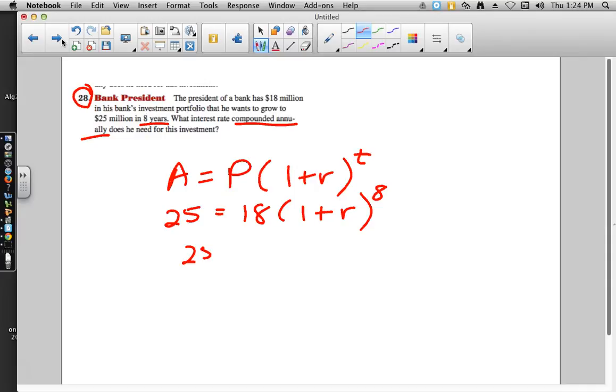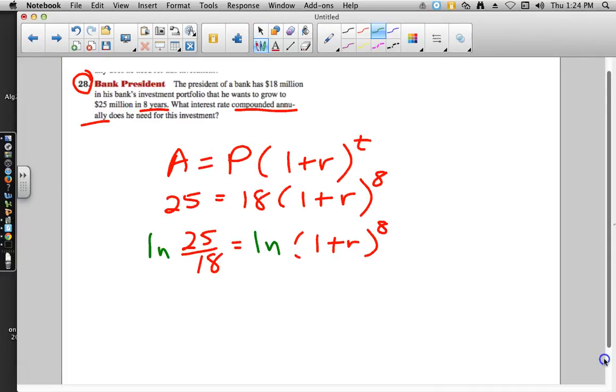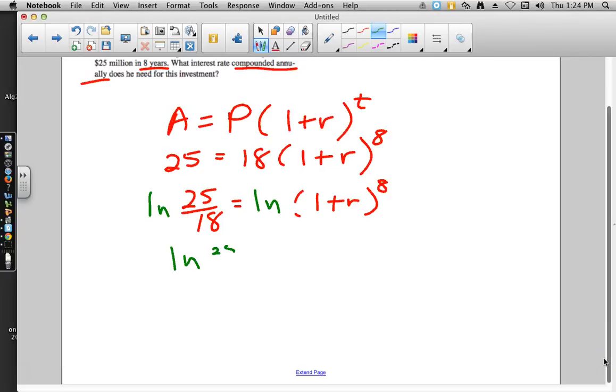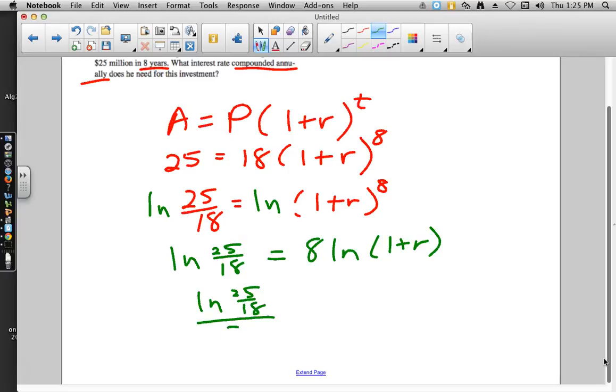We would divide both sides by 18 to gain access to that r. We have to get rid of the 8, so we'll take the natural log of both sides. So the natural log of 25/18 equals 8 natural log of 1 plus r. Divide both sides by 8, so natural log of 25/18 divided by 8 equals natural log of 1 plus r.